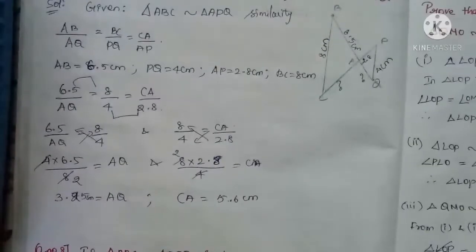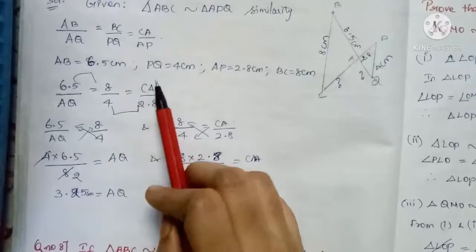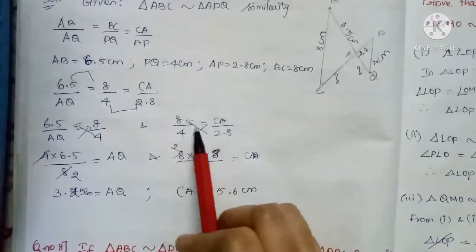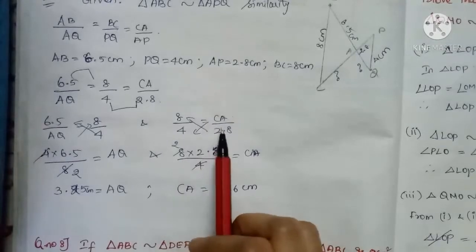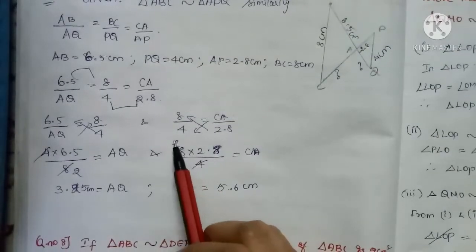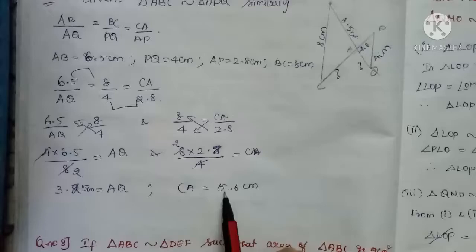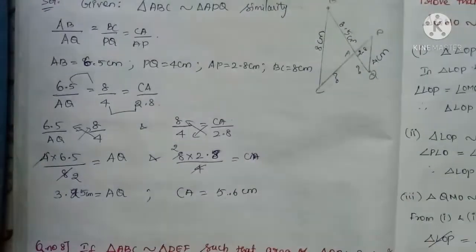And 8 by 4 is equal to CA by 2.8. Do the cross multiplication. 8 into 2.8 divided by 4 is equal to CA. 4 and 8 get cancelled 2 times. 2 into 2.8, which is 5.6.